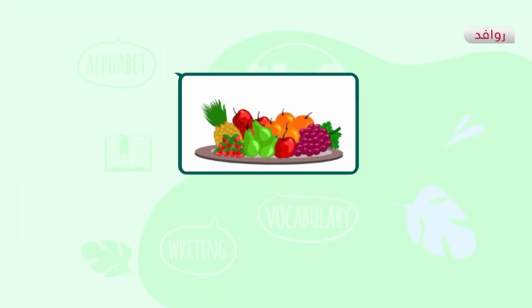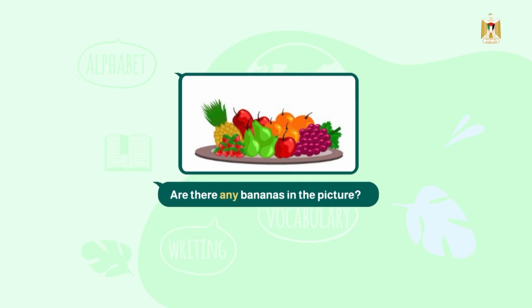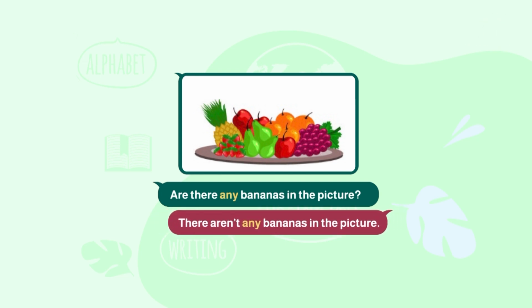What about this picture now? Are there any bananas in the picture? Look carefully. Good! There aren't any bananas in the picture. Notice, this is a question and a negative sentence. So, we use any in questions and negative sentences with countable nouns. نستخدم any في السؤال والجمل المنفية مع الأسماء المعدودة.